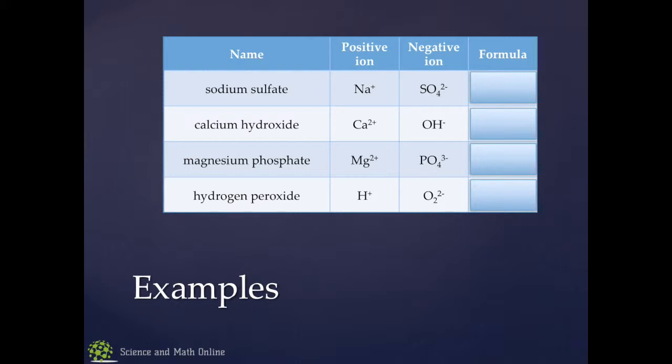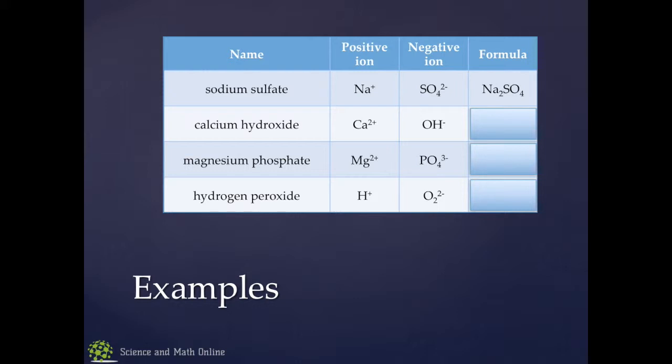Okay, so sodium sulfate. Sodium's 1+, sulfate's 2-. Crisscross. Once again, this 1 coming down does not change that 4. It just tells me that I need 1 whole SO4. So I get Na2SO4. It's not Na2SO. That is something completely different. It actually doesn't even exist. And so you don't want to do that.